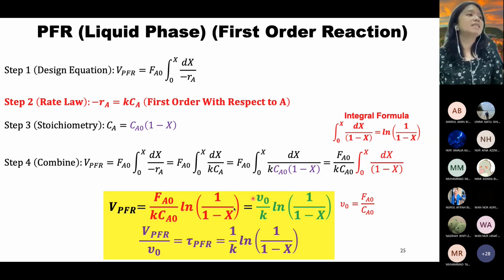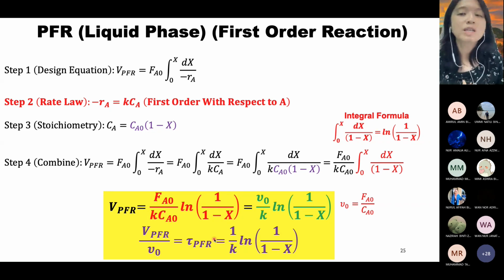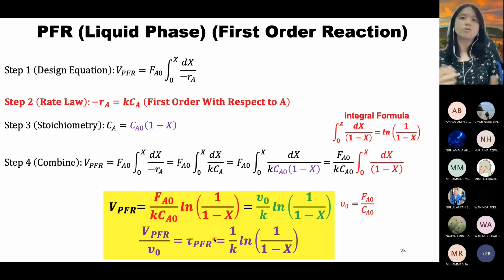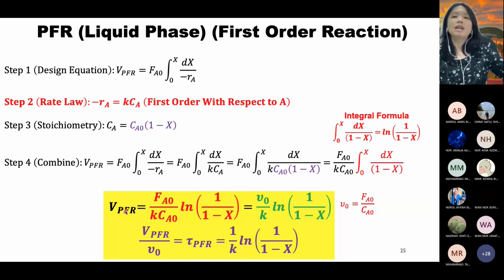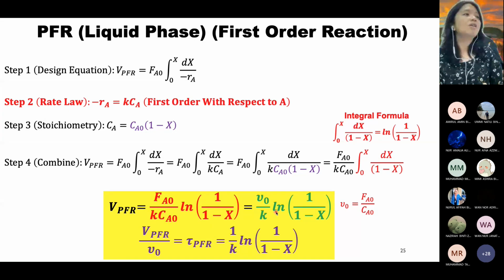Right, then third version, the purple one, if let's say I want to find space-time. So kadang tak semestinya kamu hanya disuruh mencari volume. Let's say I want you to find space-time. So you also have to know how the equation will be modified if I want to find space-time. So how do I do it? So remember, on the left-hand side, I have volume PFR. On the right-hand side equals to epsilon naught per K ln 1 per 1 minus X.